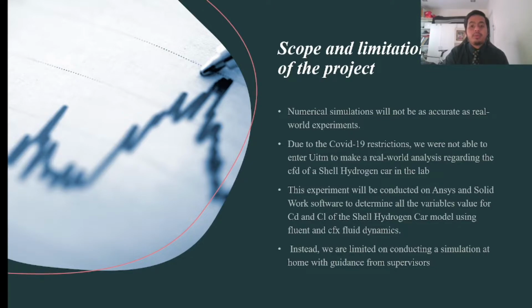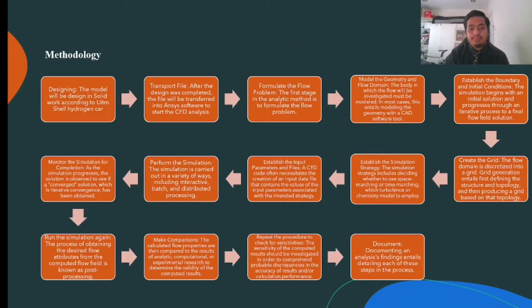The scope and limitation of the project. First, numerical simulation will not be as accurate as real-world experiments. Due to the COVID-19 restrictions, we were not able to enter UiTM to make a real-world analysis regarding the CFD of a Shell hydrogen car in the lab. This experiment will be conducted on ANSYS and SolidWorks software to determine all the variable values for CD and CL of the hydrogen car model using Fluent and CFX fluid dynamics. Instead, we are limited to conducting a simulation at home with guidance from supervisors only.